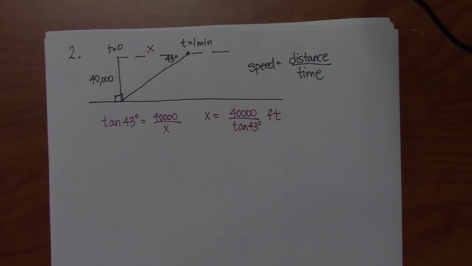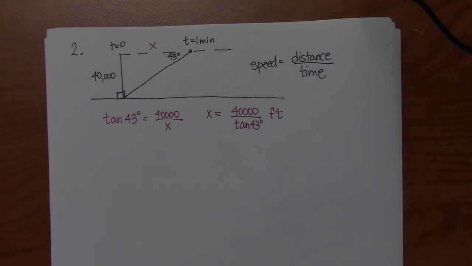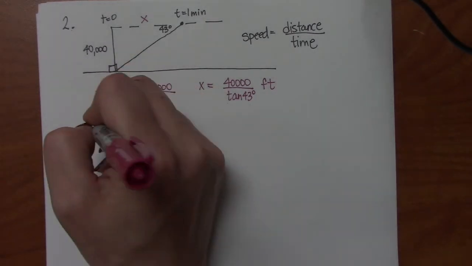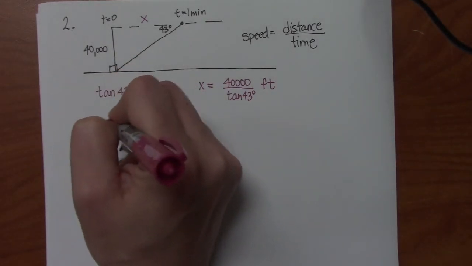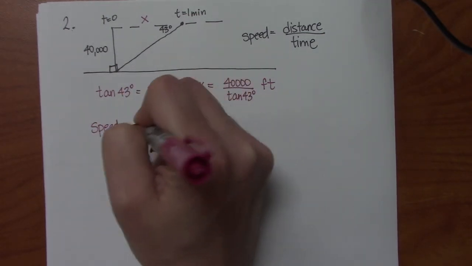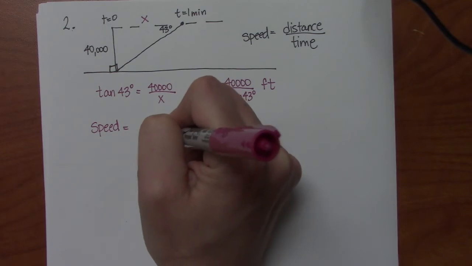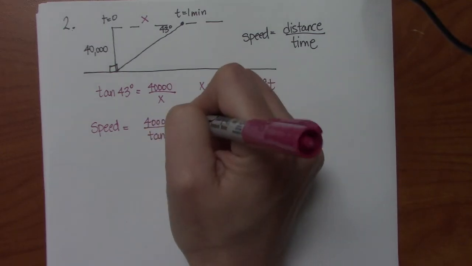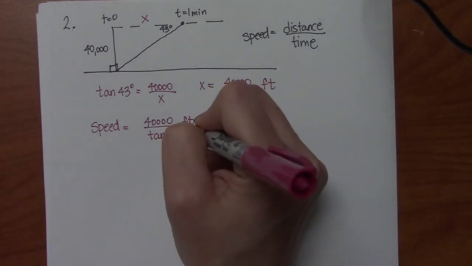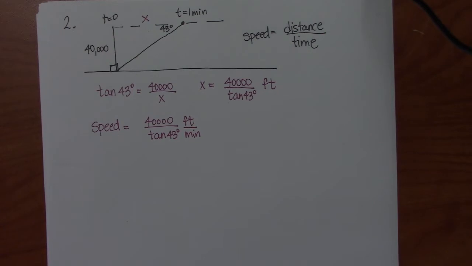So the question says, give us the speed rounded to the nearest mile per hour. So the first thing I'm going to do is plug my distance into the numerator. That's in feet. When I divide by 1, it just comes back as itself, but minutes go into the denominator. So what we have is the speed in feet per minute. Now I need to convert this into miles per hour.